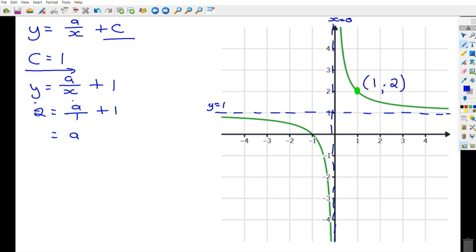Okay, and I'm going to get 2 minus 1, which is just 1. So what is now the equation of my hyperbola? Y is equal to 1 over x plus, what is my C value? C, well, 1. Okay, plus 1. Sorry, guys. And that is my equation for this hyperbola. Nice and easy. I hope you're getting the hang of it now.